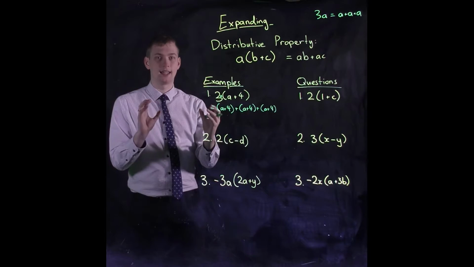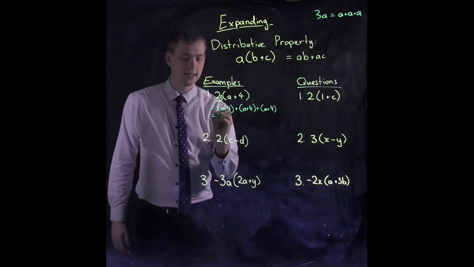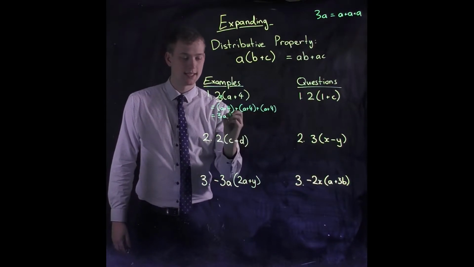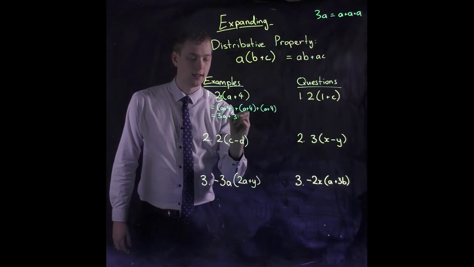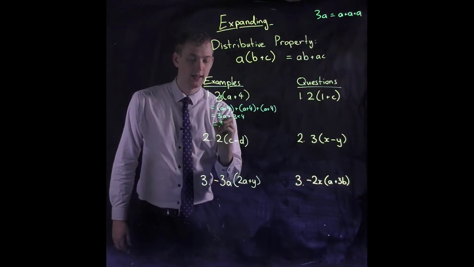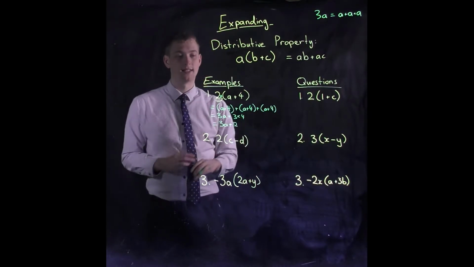Now we can collect the like terms. So we're going to collect our a's. We have 3 a's, so we can go 3a. And then we have 3 4's, which we can also add together. So we're going to add 3 lots of 4. Now we could simplify this to being 3a plus 12. And that would be the final step.